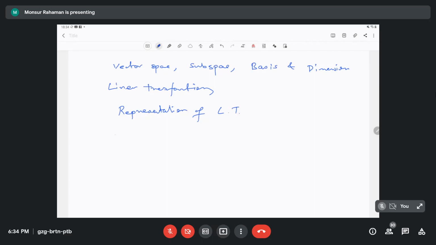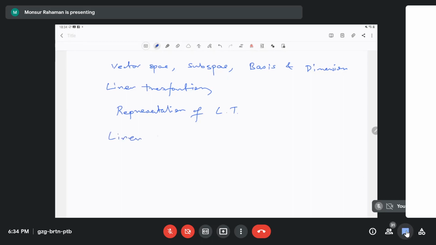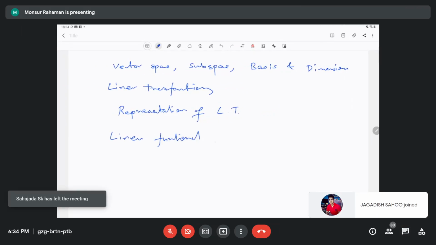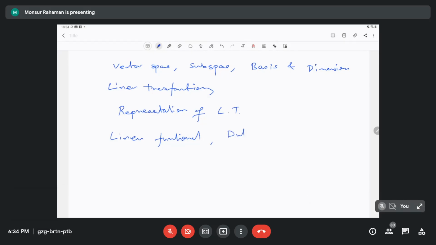इसके बाद आता है linear functional. It has to be touched now. Linear functional and dual space. Transpose of linear representation of linear transformation by matrix.